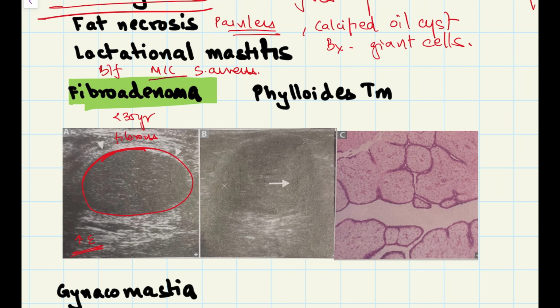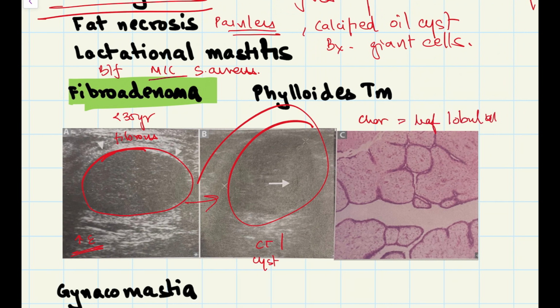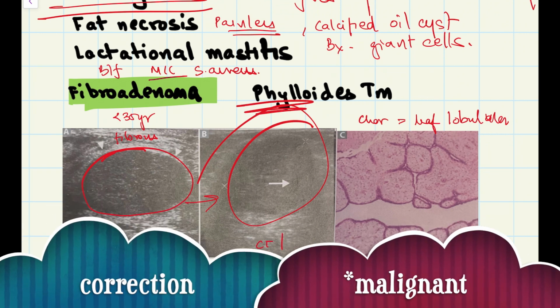Next is a phyllodes tumor. It is a large mass as compared to fibroadenoma, right? It is composed of connective tissue and cysts. The characteristic features are leaf-like lobulations, right? That is why it is known as a phyllodes tumor. It is most commonly seen in the 5th decade, and some of them may even become malignant.